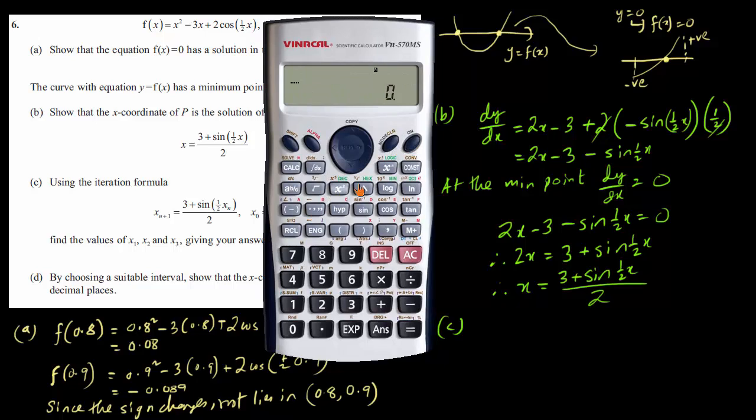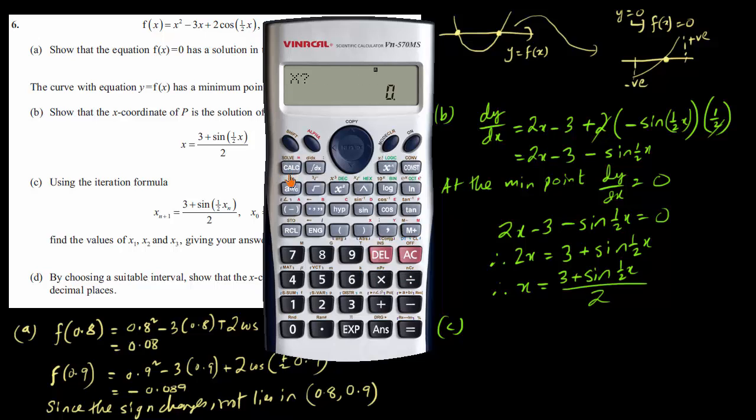So the iteration formula is, let me start a bracket. So 3 plus sine half x, that means 0.5x. For x we have to use this alpha button. So x, bracket close, the entire bracket close, divided by 2. Now this equation has to be loaded into the calculator.